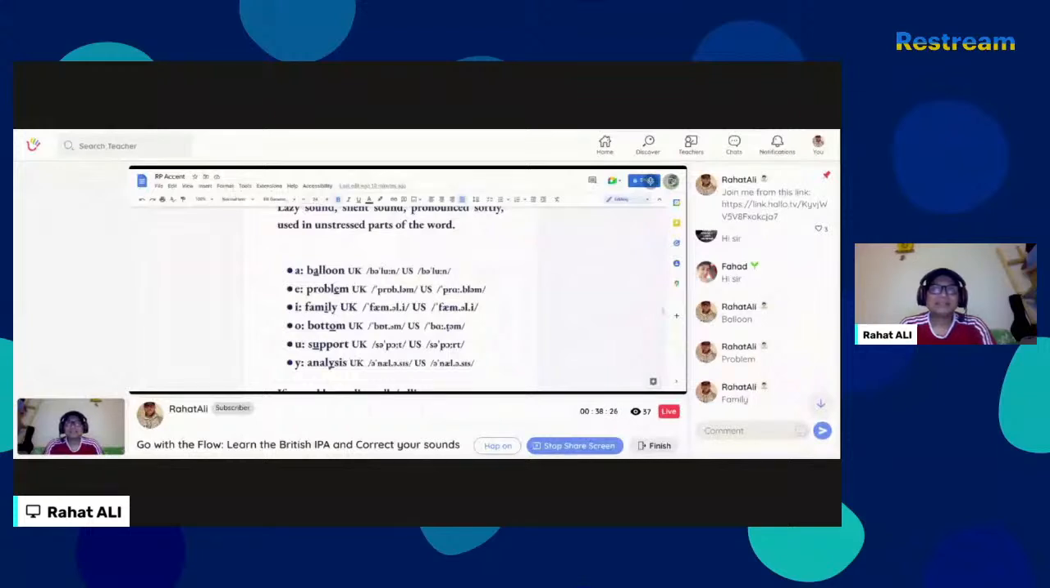Likewise, the T is not pronounced in water, matter. What's the matter? You say, what's the matter? RP. Do you need some water? Do you need water? Look, Essex accent or Cockney accent. So bottom, bottom.